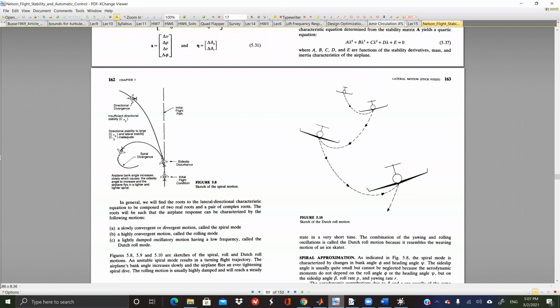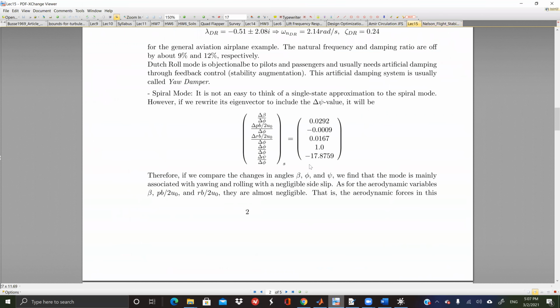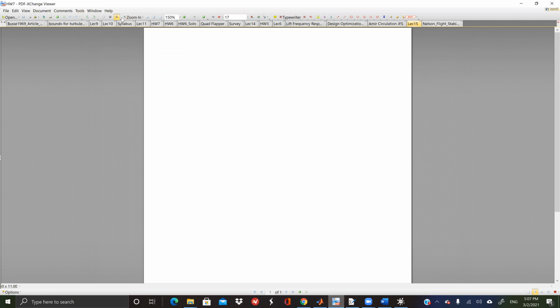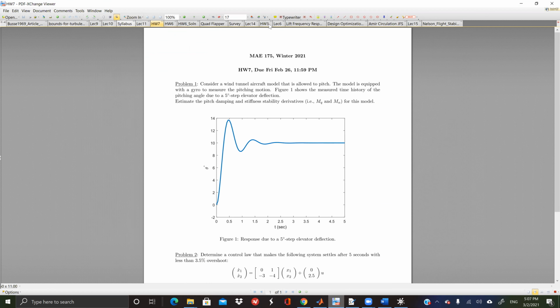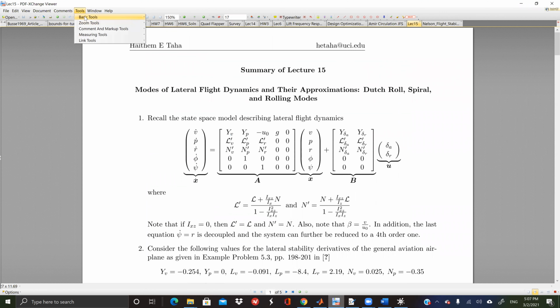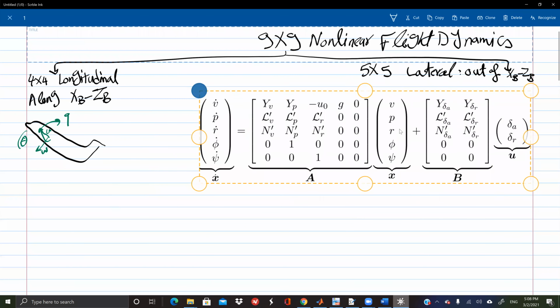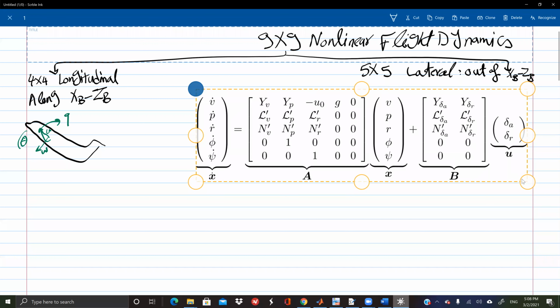So let's take this from the lecture notes, the state space model. Lecture 15. So this is basic tools, snapshot. Okay. So here is my state space model governing the lateral flight dynamics.